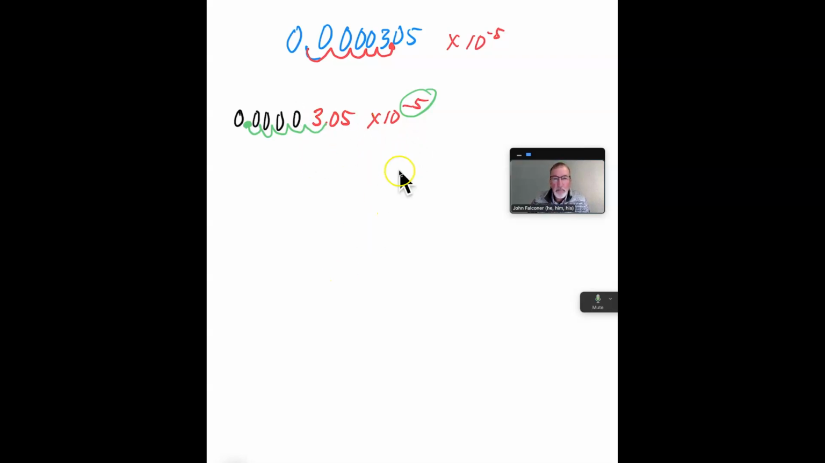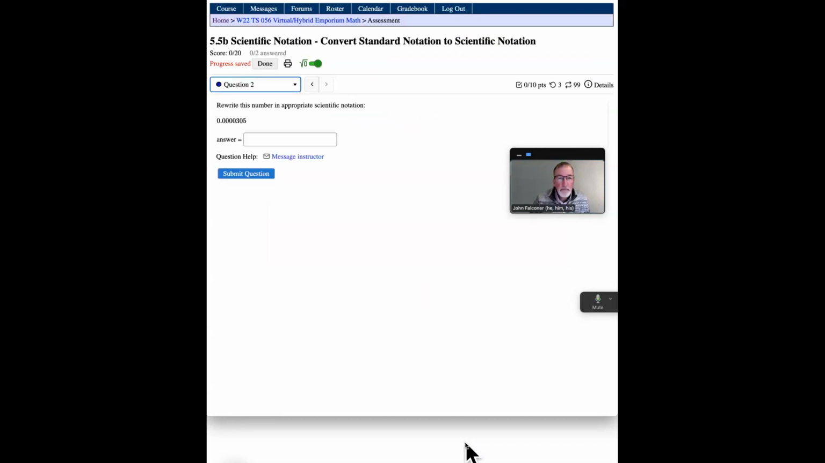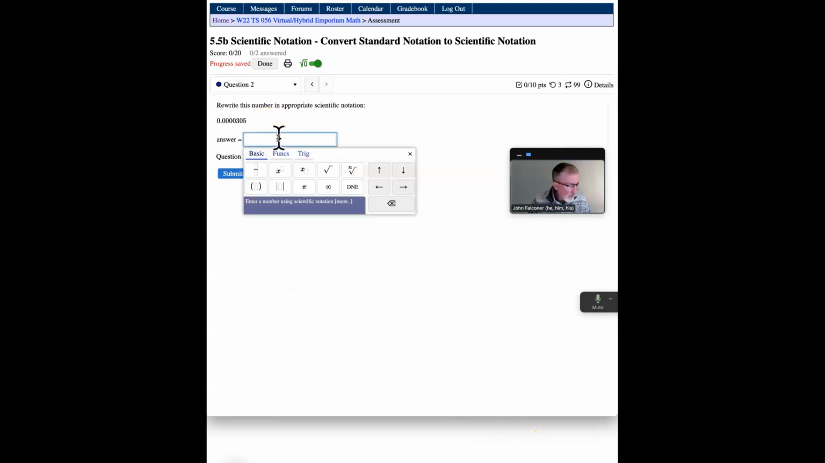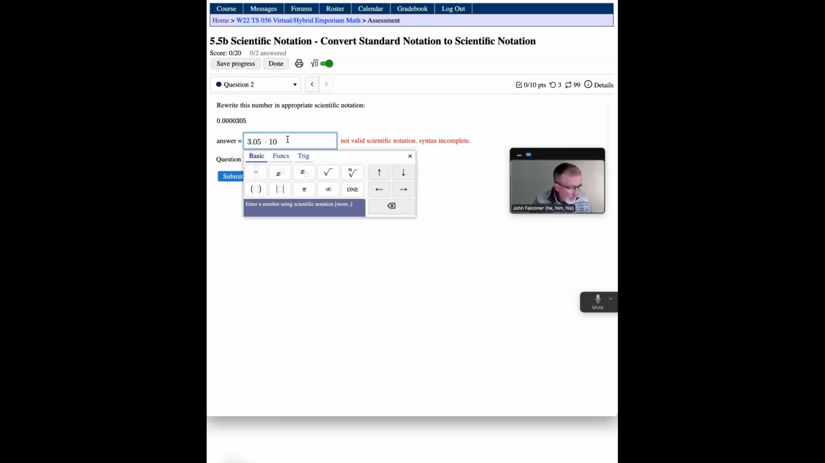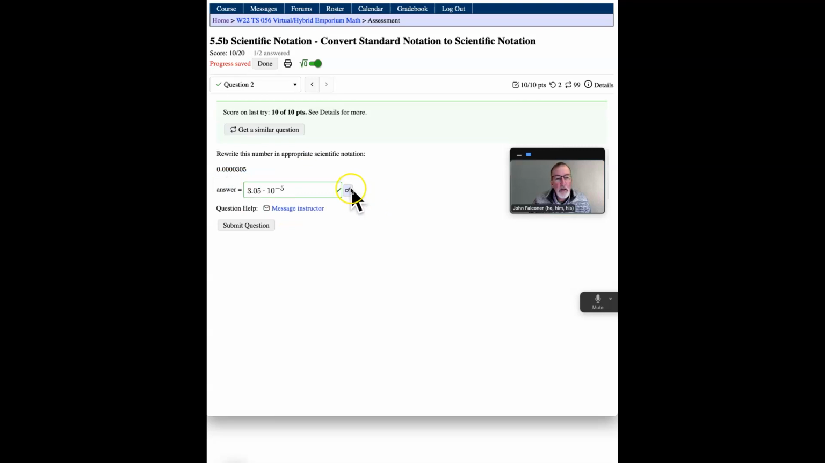Okay, let's put this in at WAMAP and see if we actually got it right. So we said 3.05 times, and you want to use an asterisk, times 10. Then we have to do an up arrow, or an exponent, which is that uppercase 6, then minus 5, and step to the right and hit enter. 3.05 times 10 to the minus 5. See how we did? Awesome, we got it right.